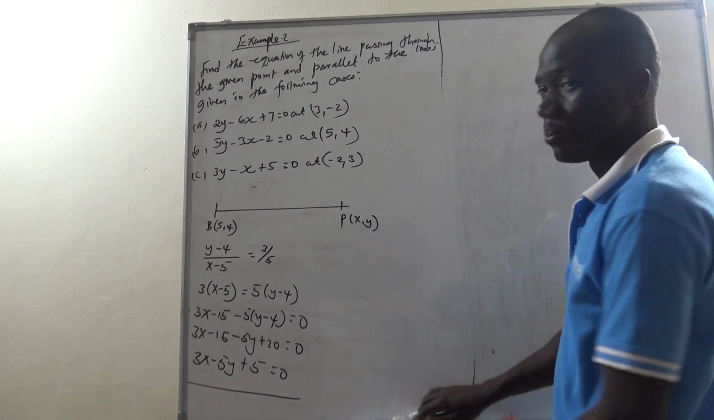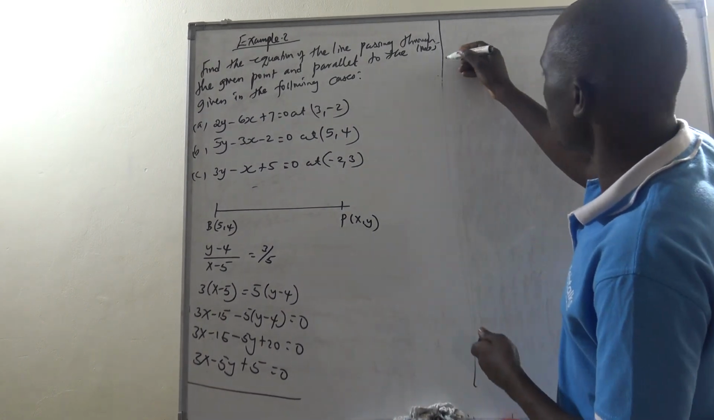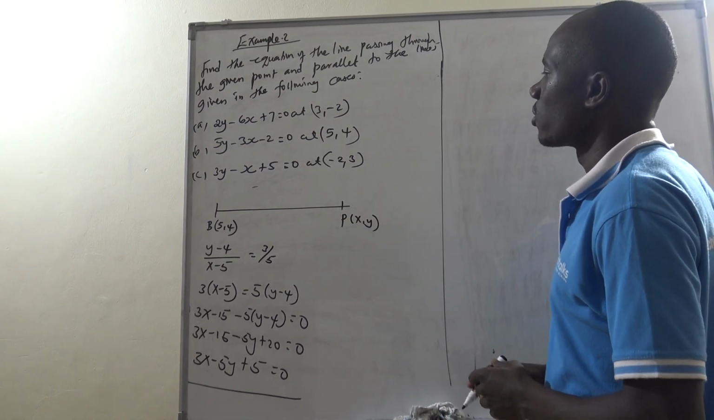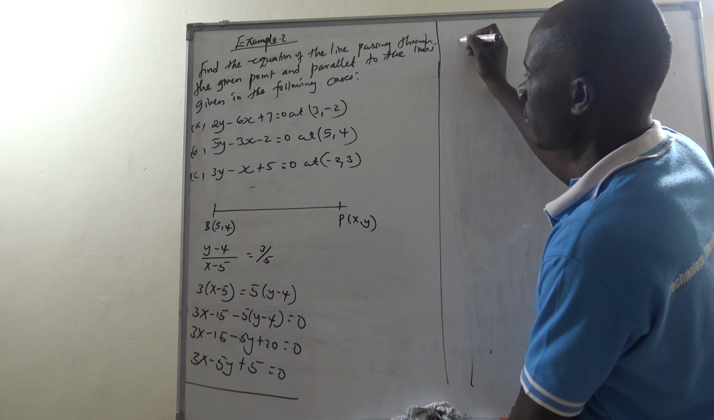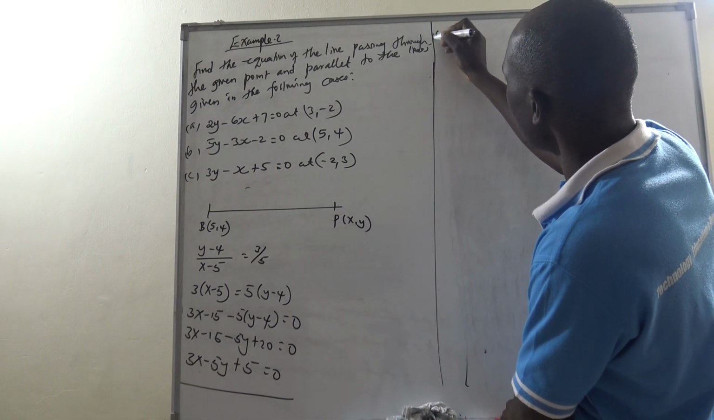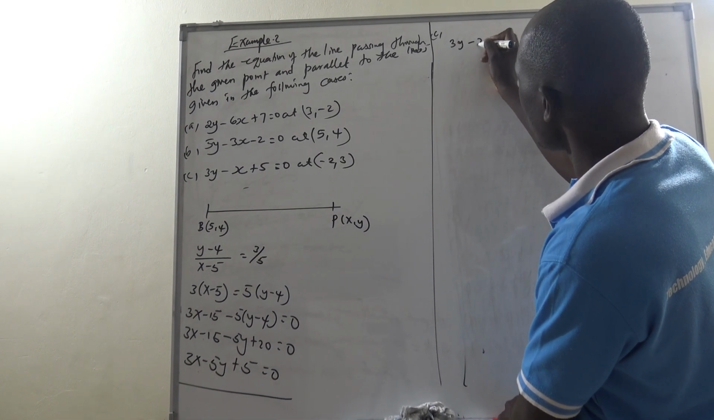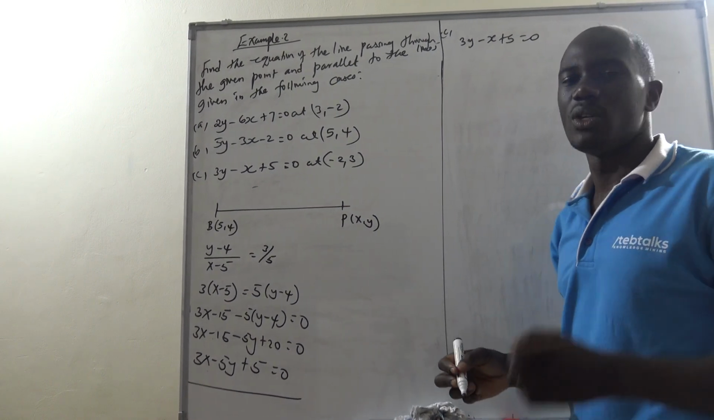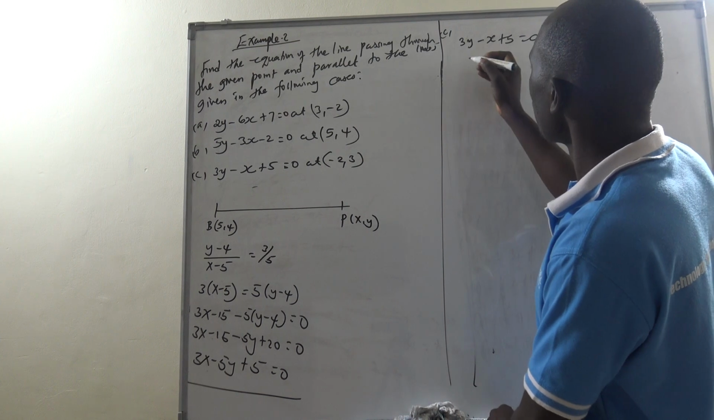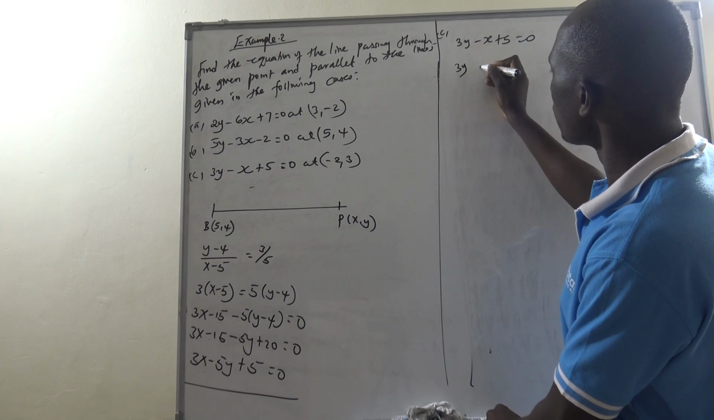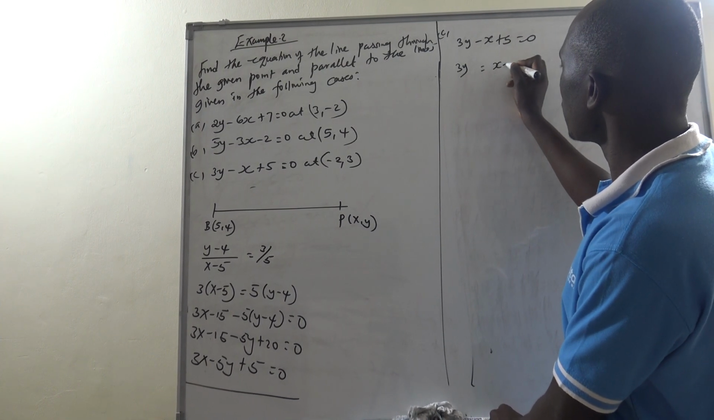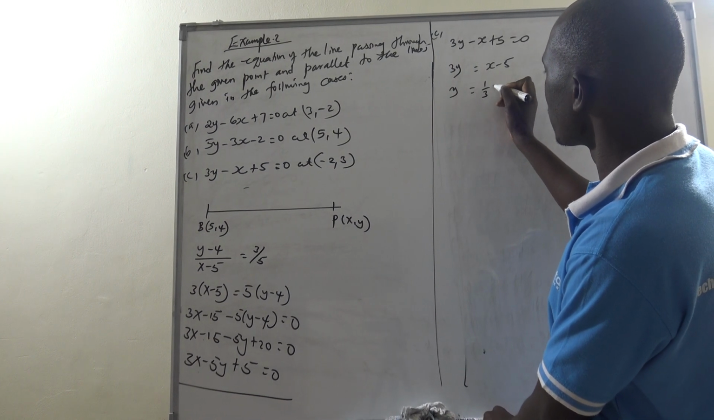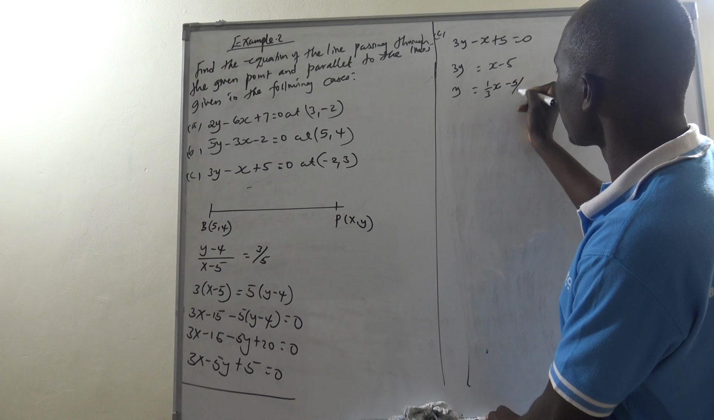We are now moving to part C, and part C goes that we are getting the equation of the line which is parallel to 3y minus x plus 5 equals 0. What we do, we are going to make y the subject of the formula. So we are remaining with 3y, which equals x minus 5, divided by 3. We are getting y as a third x minus 5 out of 3.